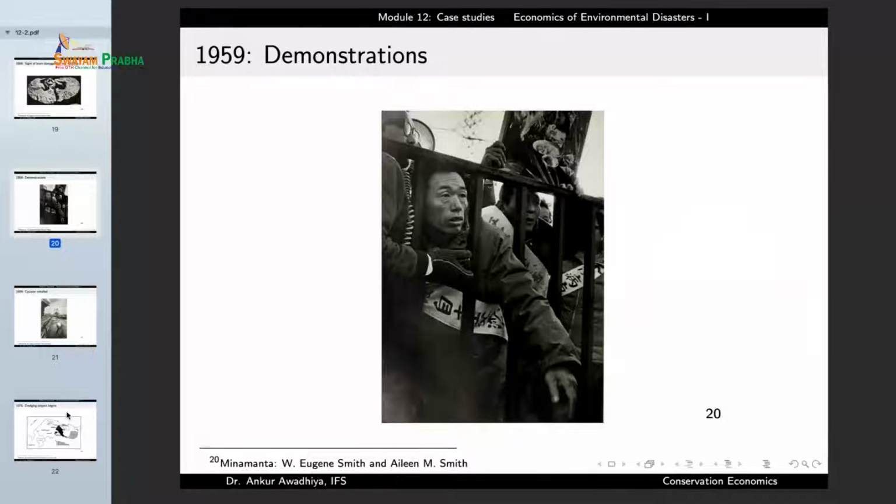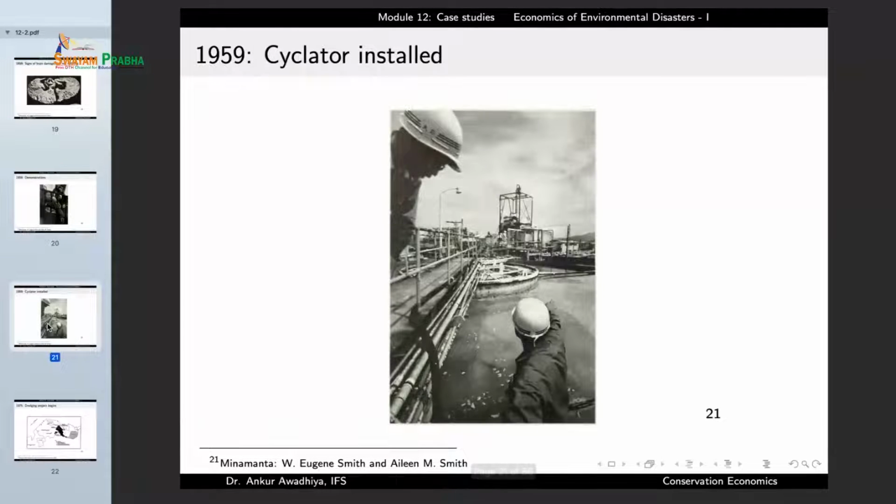Then in 1959, demonstrations begin against the company. And what the company does now is that they install an equipment that supposedly treats the waste. But here again, the company did not actually install a machine that could process the waste efficiently. It was more of an eyewash because there were demonstrations. So the company said, "Okay, we have to do something." So they did something, but that was not the most efficient thing. So the company still carried on dumping the waste into the sea, even after knowing through one of its scientists that this waste was causing the neurological symptoms in the animals, in the fishes, and in the humans in this area.